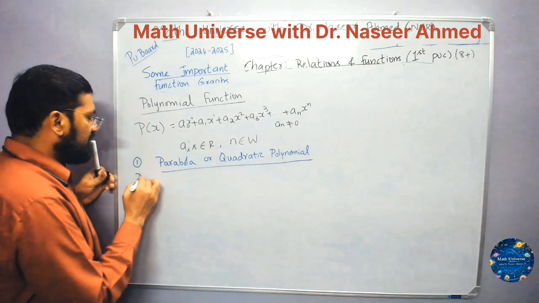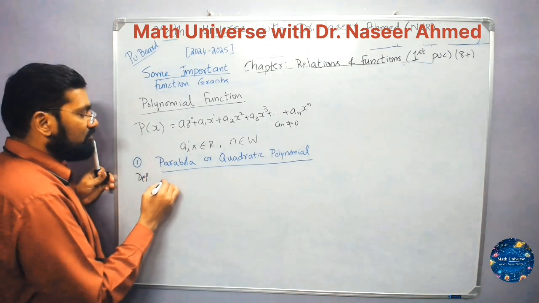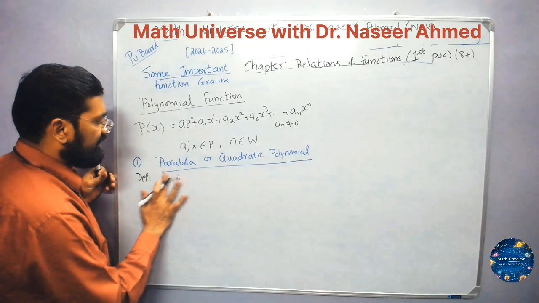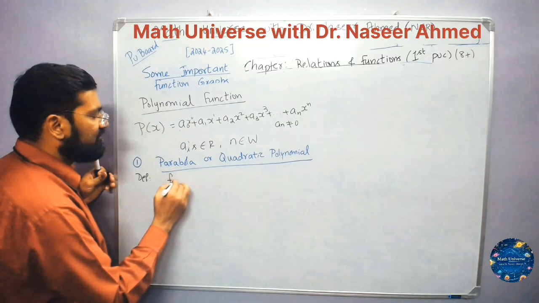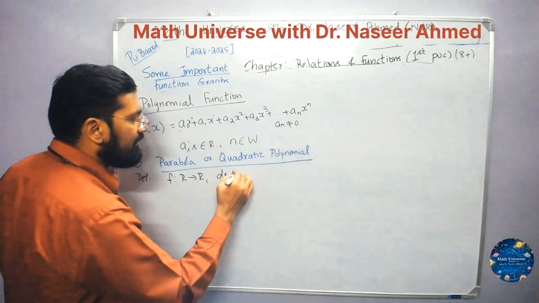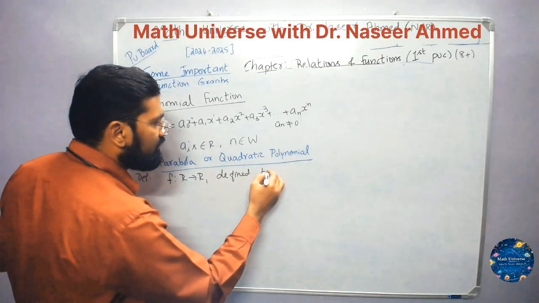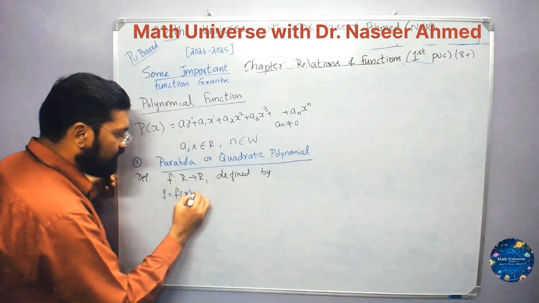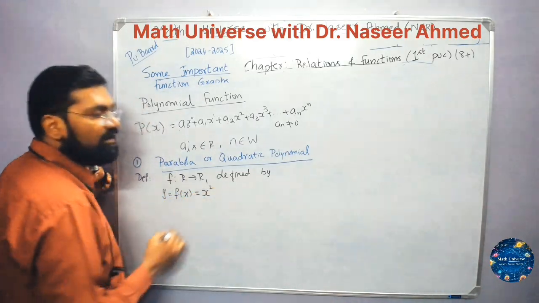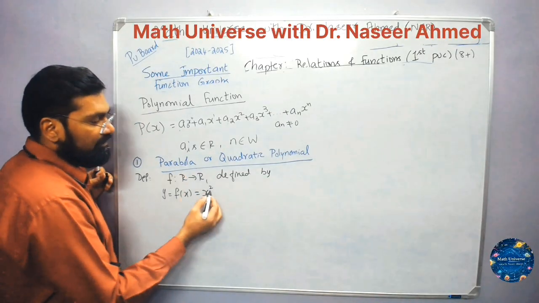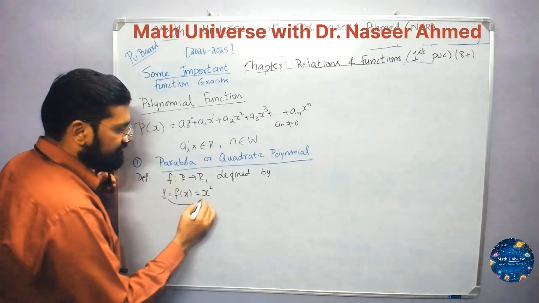Now what's the definition of this? Okay, first let us define the definition. f is a function from where to where? R to R, defined by y is equal to f of x is equal to x square. The degree of a quadratic polynomial is, the highest degree is 2. Parabola also, the highest degree is 2.